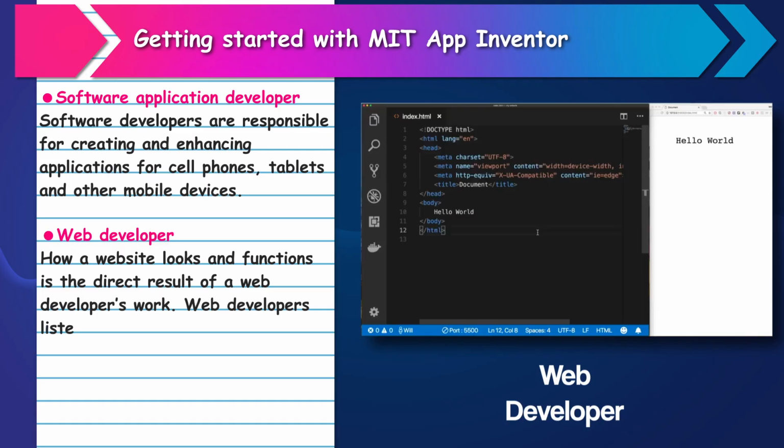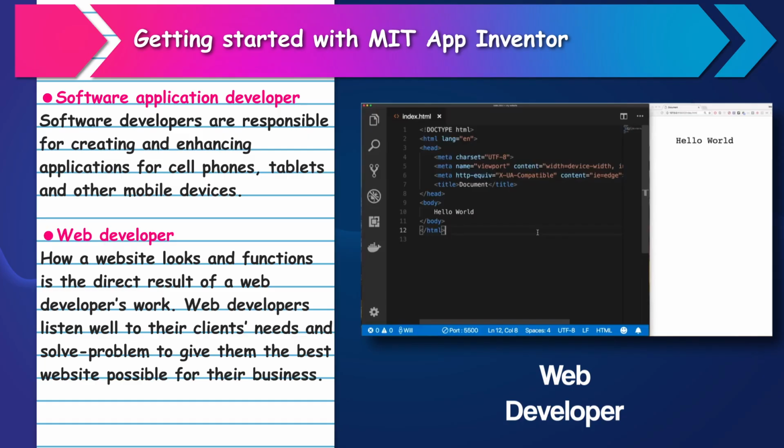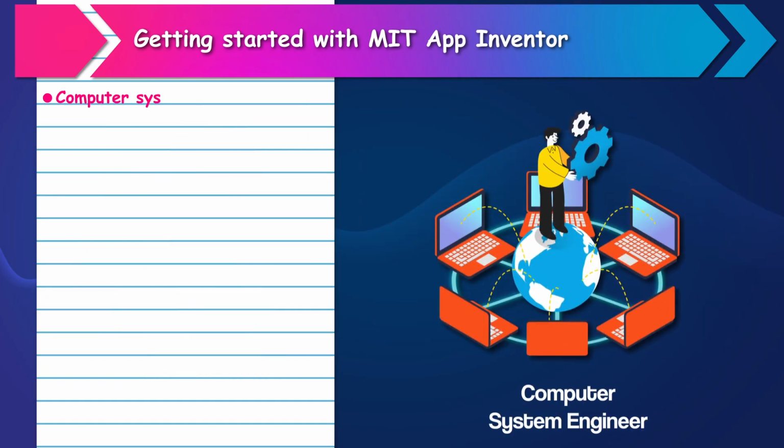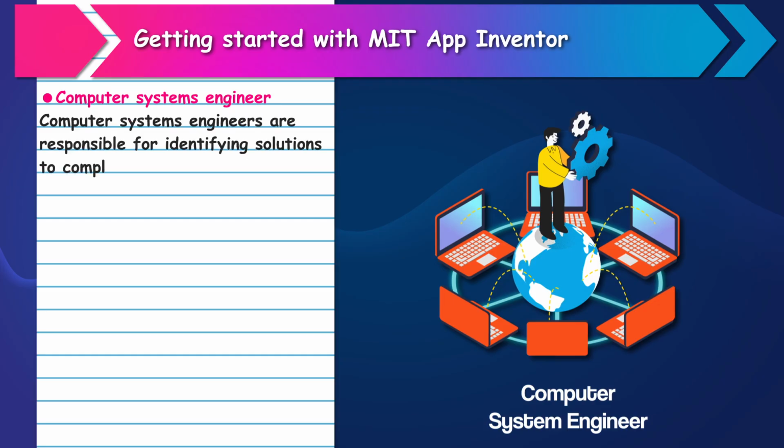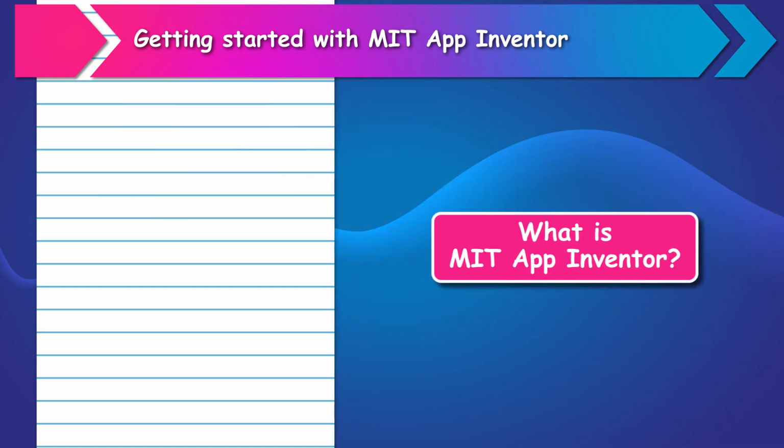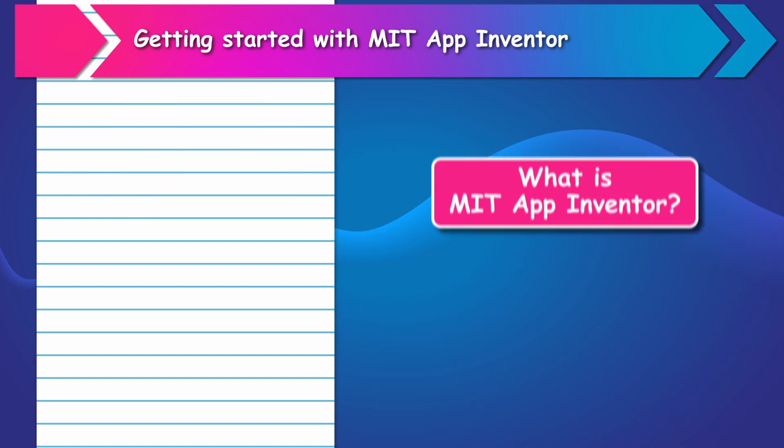Web developers listen well to their clients' needs and solve problems to give them the best website possible for their business. Computer systems engineer. Computer systems engineers are responsible for identifying solutions to complex applications problems, systems administration issues, or network concerns.